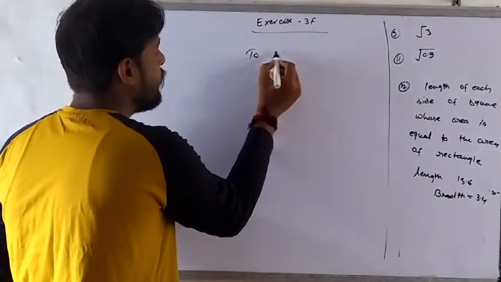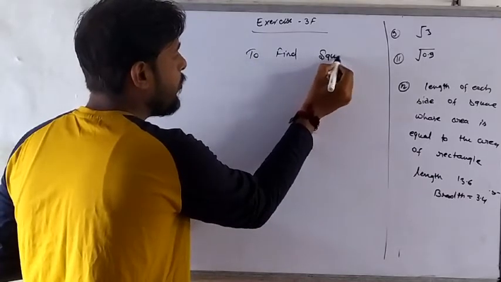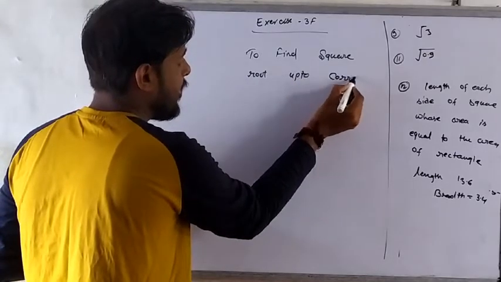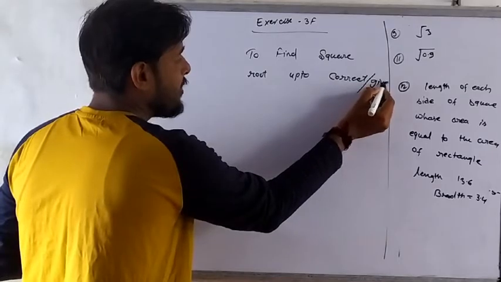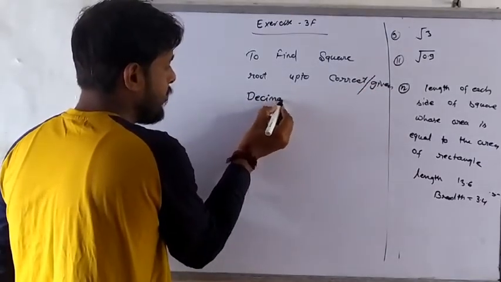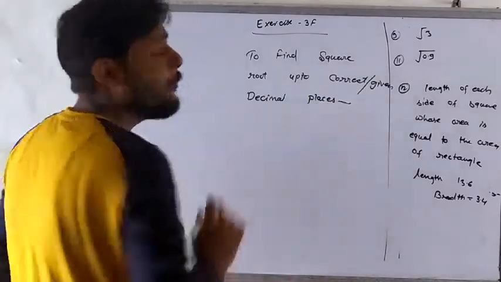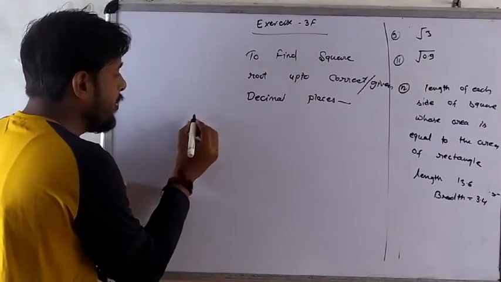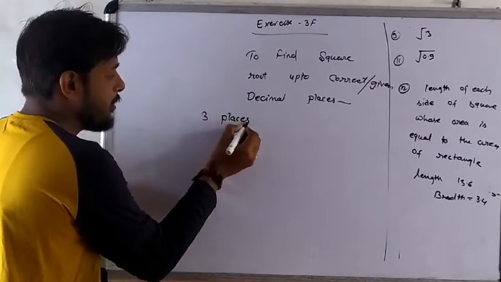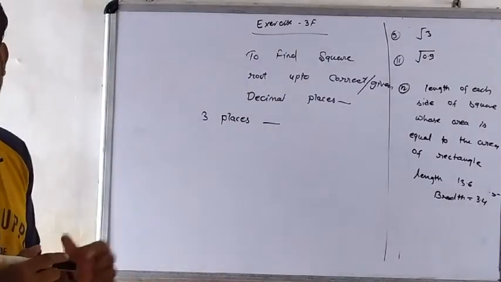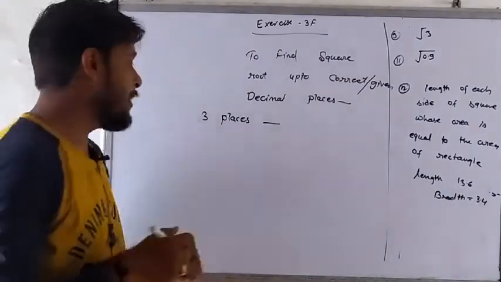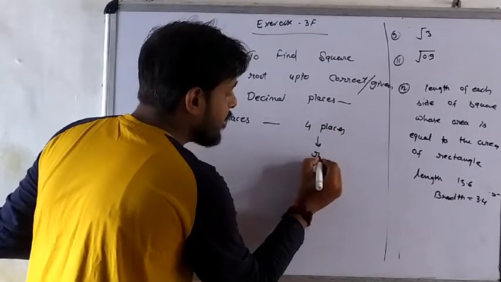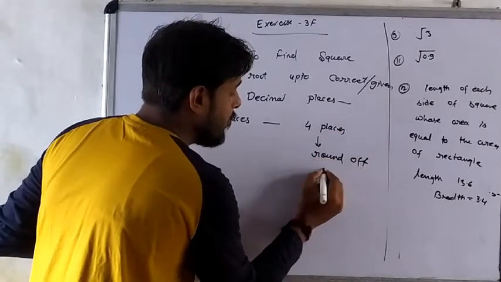So to find the square root up to correct or given decimal places, we just follow the long division method. In the long division method, if we have to find the square root of a given number corrected up to 3 places, we find it up to 4 places and round it off to 3 places.